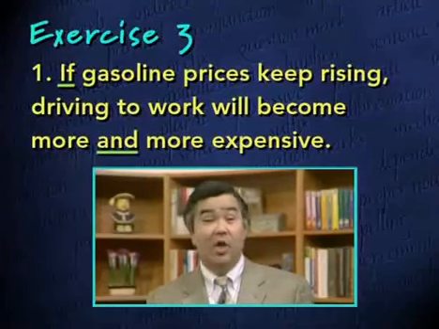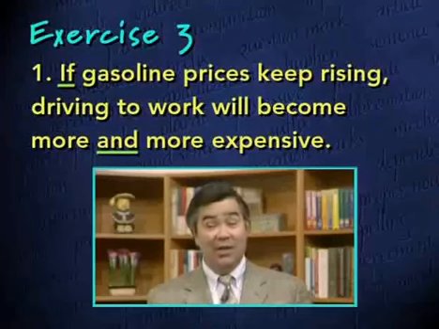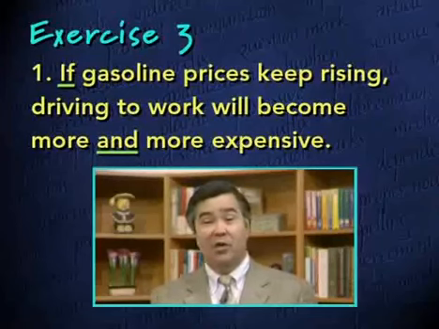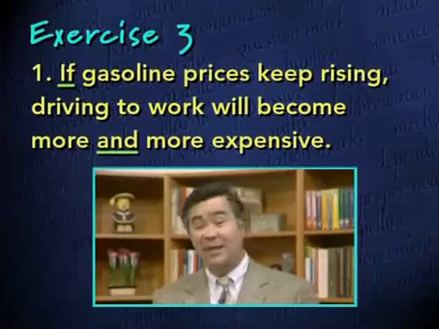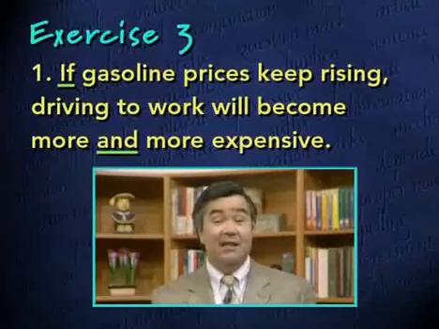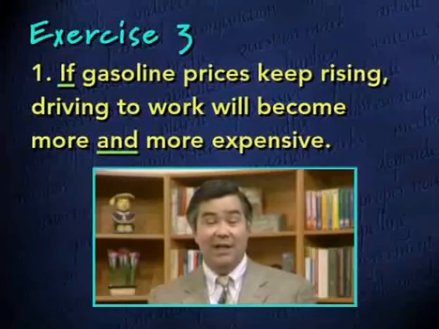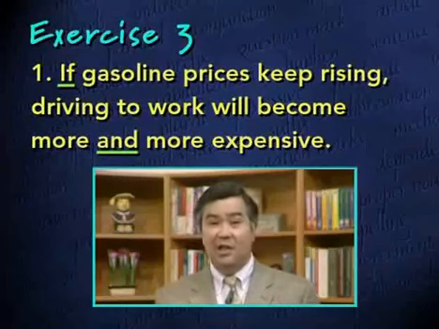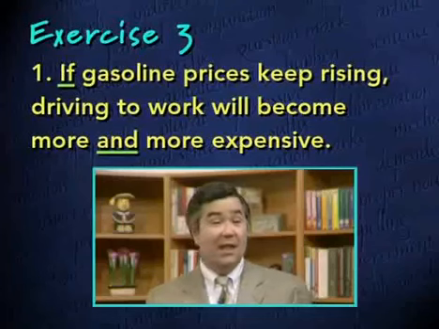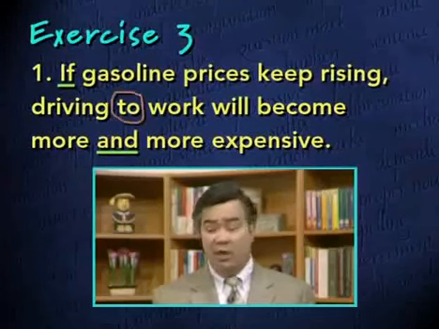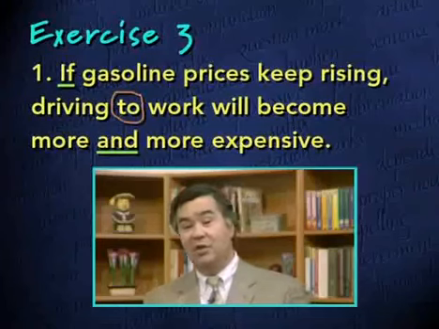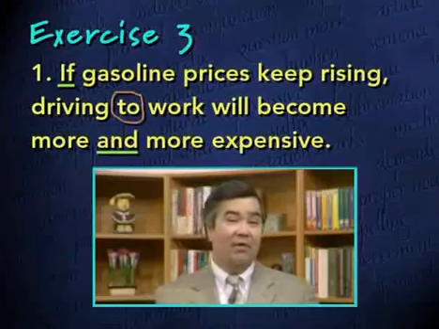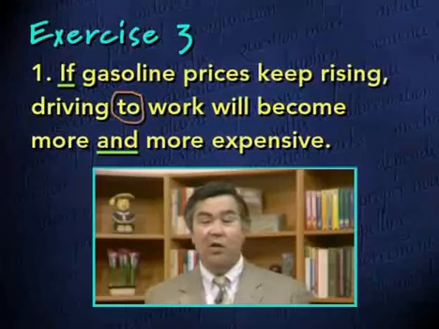Remember that there are 7 coordinating conjunctions which connect words or phrases or clauses that are more or less equal in importance. Here, and is connecting the word more and more expensive. And is the most common of the 7 coordinating conjunctions. So that's the second conjunction that appears in this sentence. There's one preposition, to, driving to work. Remember that a preposition always introduces a prepositional phrase, and what follows the preposition is a noun or a pronoun.